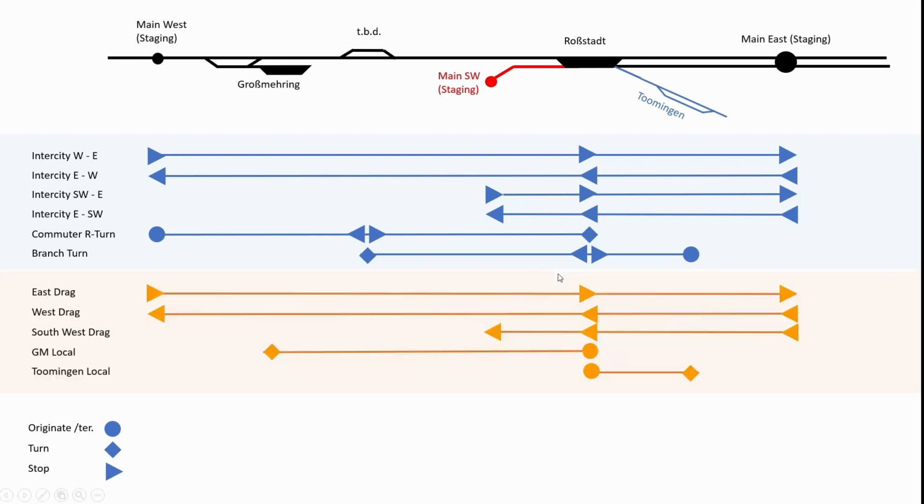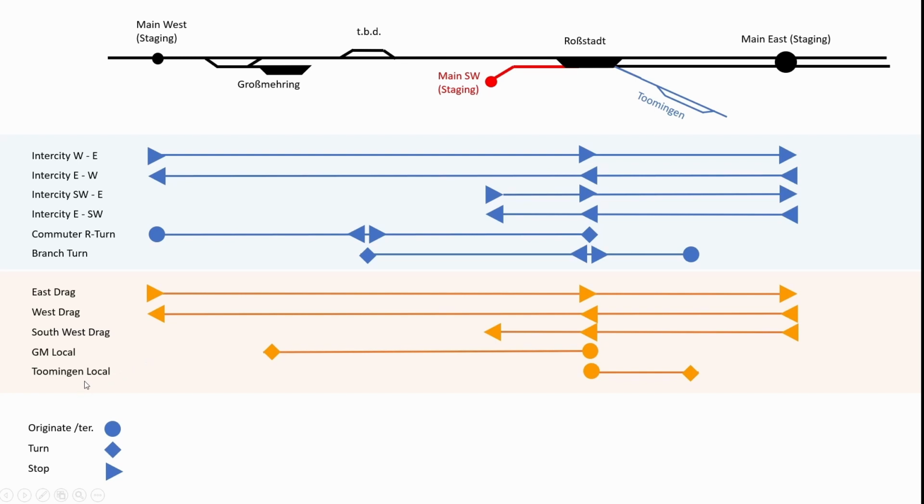So talking about freight, here are the different freight trains. The first 2 ones are the East Drag and the West Drag, which will have a stop to lift and to pick up some cars in Rostad. Then we have the Southwest Drags, same, but goes to the main line, Southwest in red. Then we have the GM. GM is the name of the industry area on the middle deck, the Grossmering, the GM local. It will basically go from Rostad to GM, switch all the cars, pick all the cars there, spot them where they're needed, and then go back to Rostad.